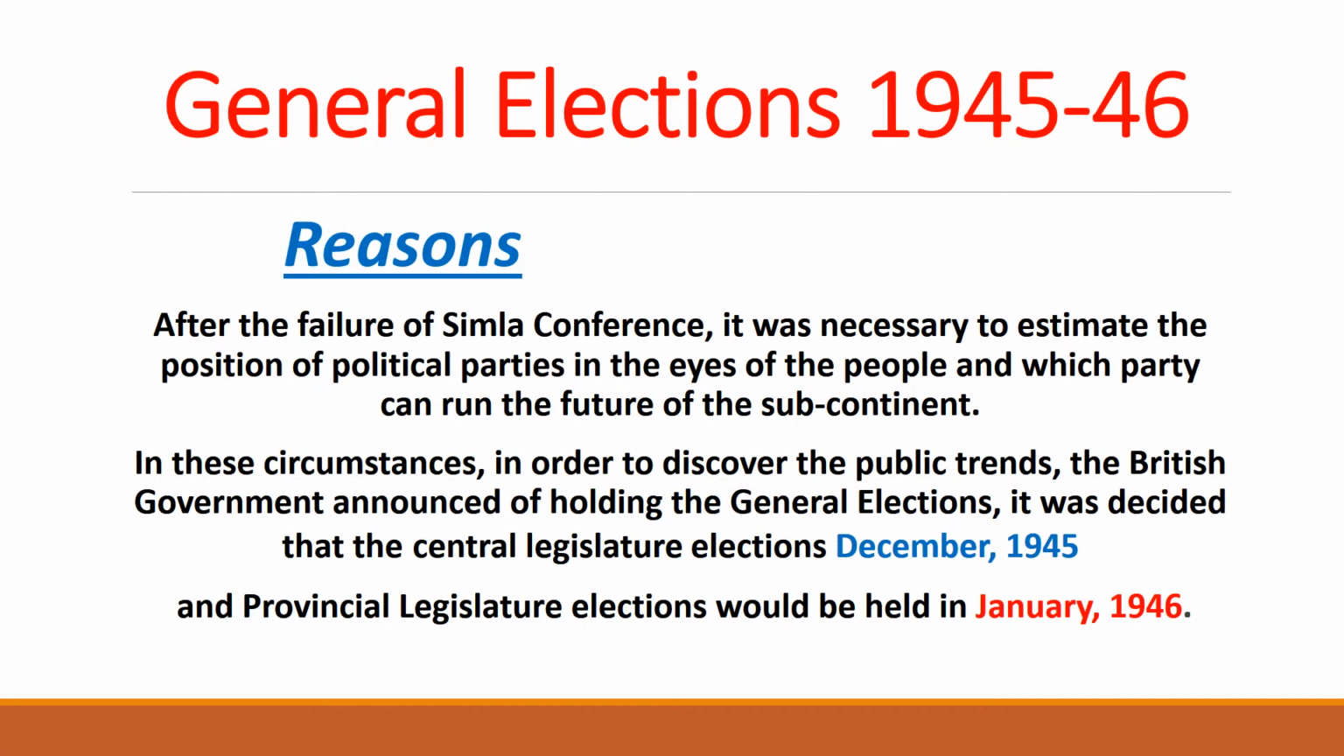Dear students, first of all, we shall look at the reasons why the need for the elections of 1945-46 was felt. We all know that the Shimla Conference was held in 1945 and it failed, and then it was necessary for the British to estimate the position of the political parties, to know which party could run the future of the subcontinent. In these circumstances, in order to discover public trends, the British government announced the holding of general elections. It was decided that the central legislature elections would be held in December 1945, whereas the provincial legislature elections would be held in January 1946.